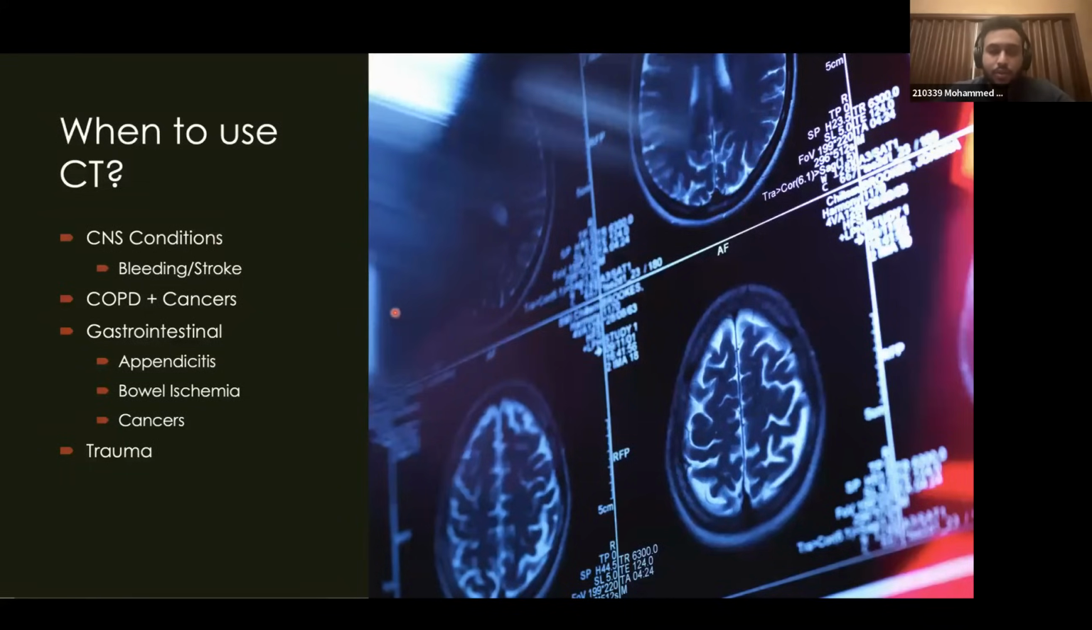Then other respiratory or chest conditions, for example, COPD and lung cancers, as well as some gastrointestinal lesions. For example, appendicitis, bowel ischemia, and some cancers as well. You use CT to visualize the GI system way better. And then, as I said, trauma.